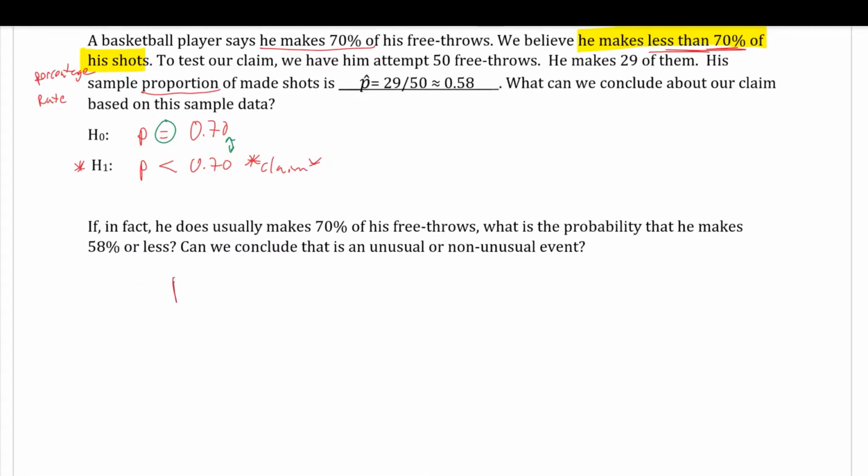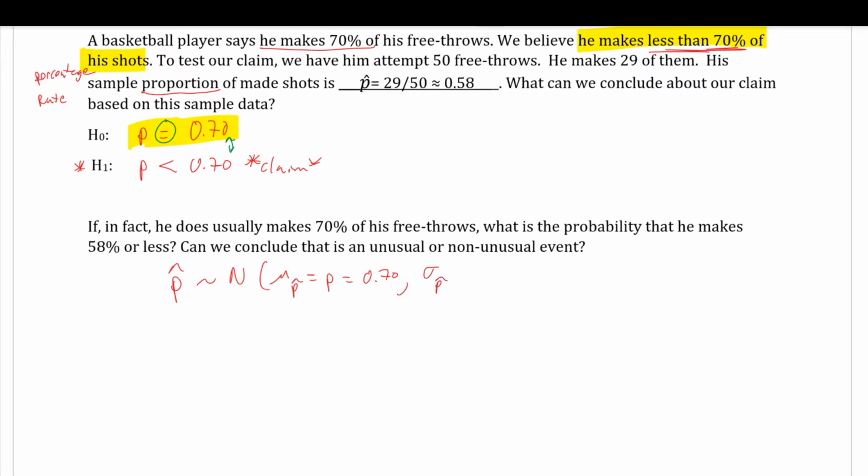If we have a sample proportion, p hat, we know this will vary from sample to sample. For every 50 throws that he makes, sometimes it'll be 58%, it might be 70% like he claims it should be, but it will vary from every 50 throws. So it has a distribution, and sample proportions under certain conditions are distributed as normal. The mean of a sample proportion is the true population proportion, which in our case is 0.7, because we're assuming that 70% of his free throws are made until we have evidence to prove otherwise.